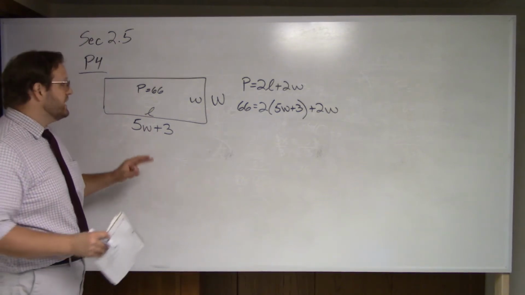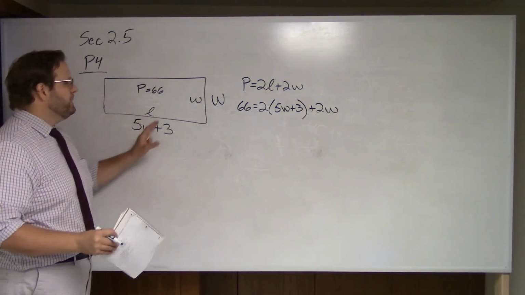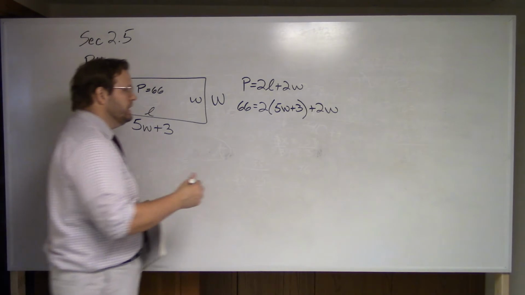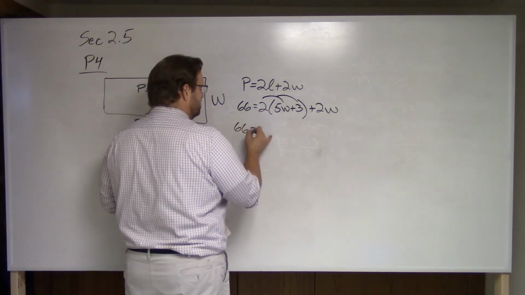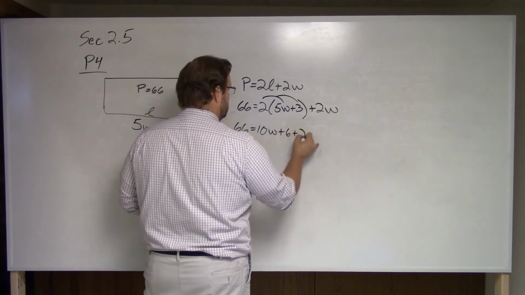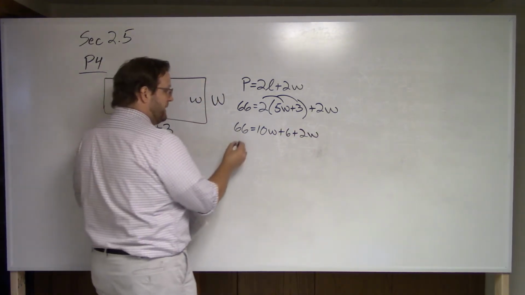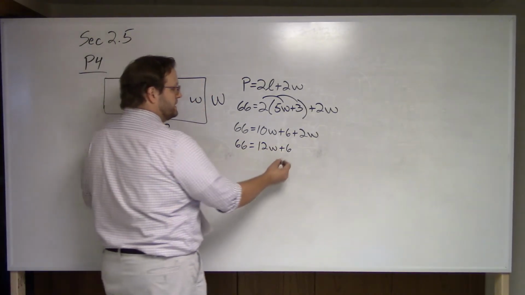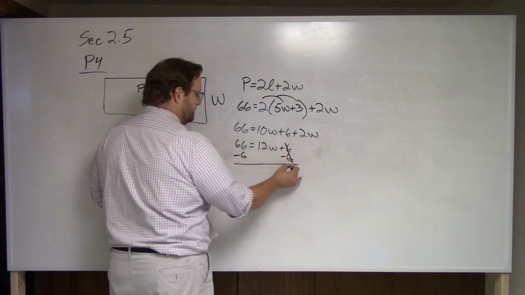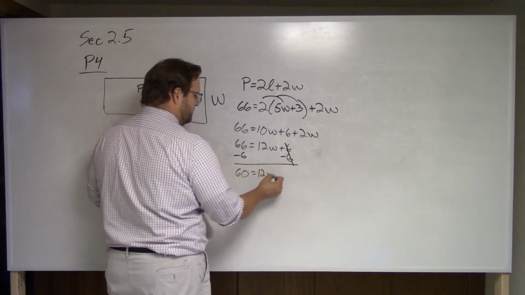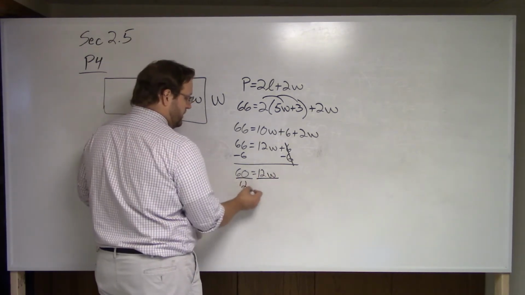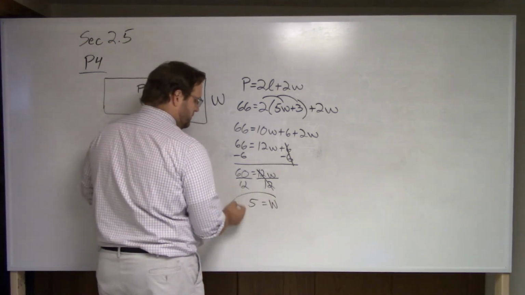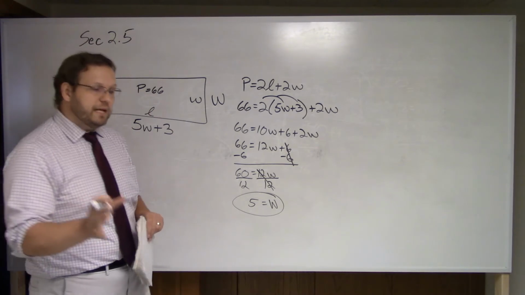Before I jump into solving this, I would just take a tally of what we did, make sure that everything was written down correctly before you go through all that process of solving. So I start by distributing. I then combine like terms. I then subtract the 6. I then divide by 12. And 60 divided by 12 is 5.